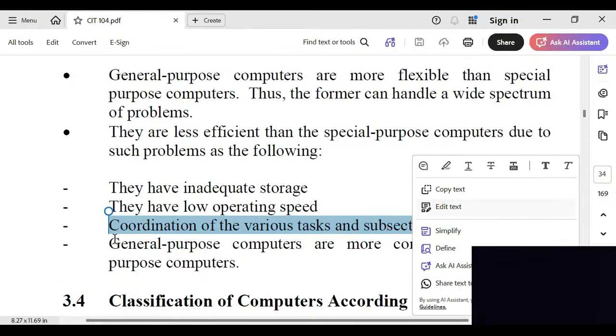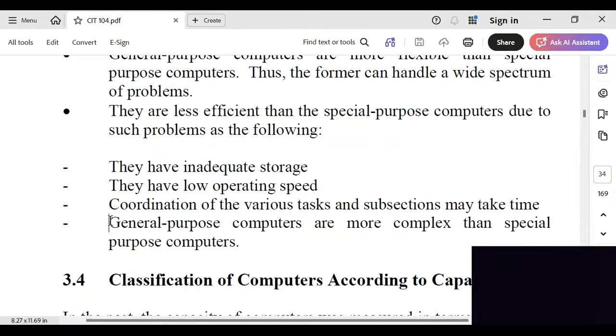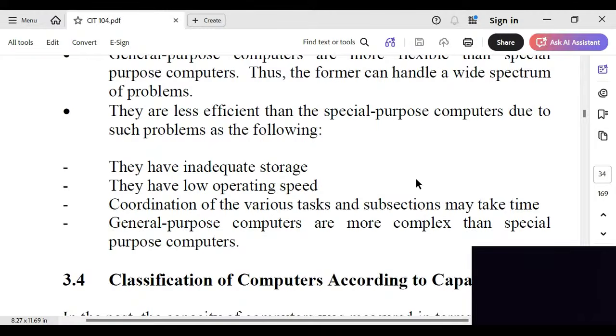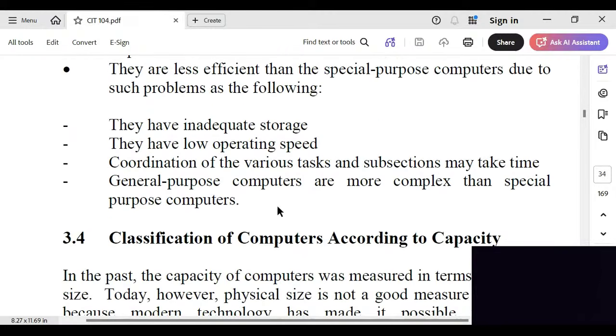Just like what I mentioned, booting your phone and booting a camera, it takes time for some tasks to complete on a phone due to a lot of applications and parts of the phone that are using resources simultaneously. Then general purpose computers are more complex than special purpose computers. Of course, we don't need to be told that. We know that they must be complex because they handle a lot of things at the same time.